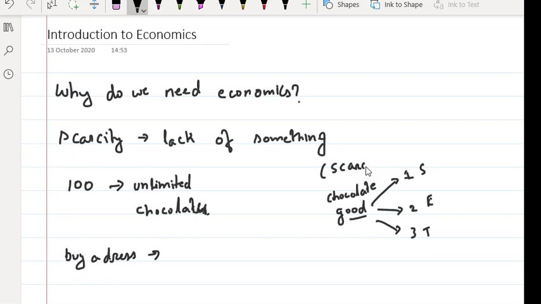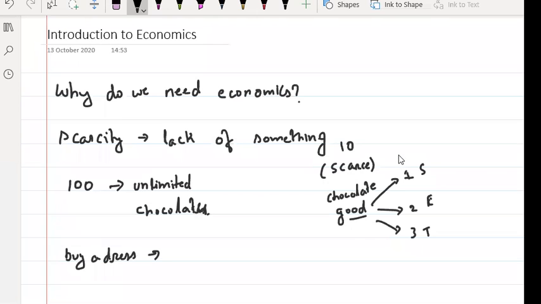Because if I'm having only 10 chocolates, suppose I'm having some amount of chocolate, this chocolate is needed by all three, everyone. So I guess all of you understood this concept. Yes, I'm audible now, right?